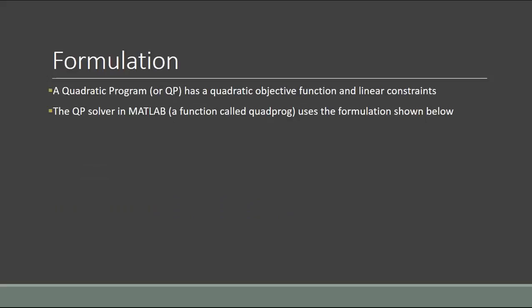A quadratic program specifically has a quadratic objective function, meaning that it'll have our decision variable squared terms in there, and it has linear constraints. The QP solver in MATLAB is a function called quadprog, and it uses the formulation shown below. Our objective function has to be in this form.